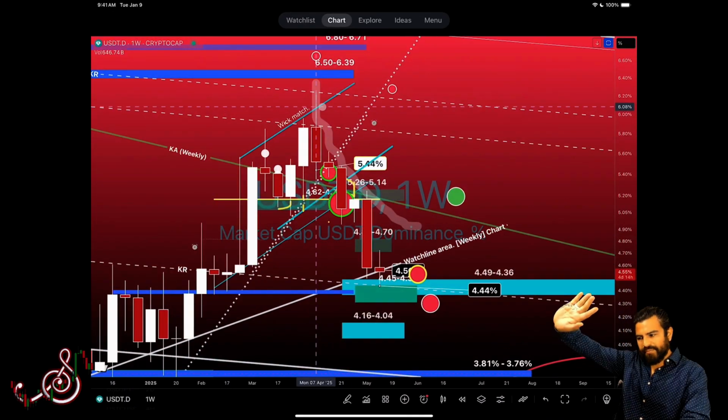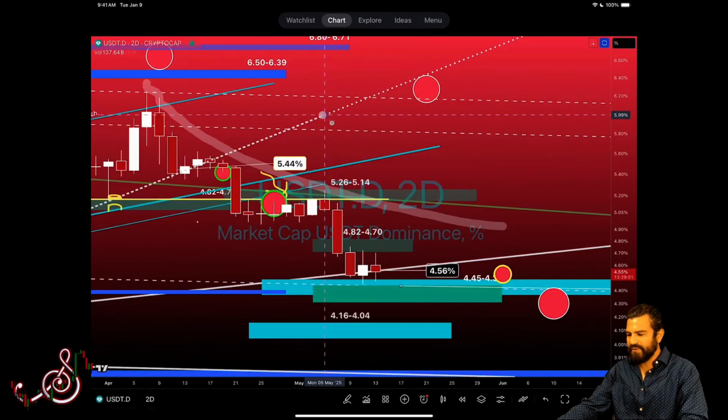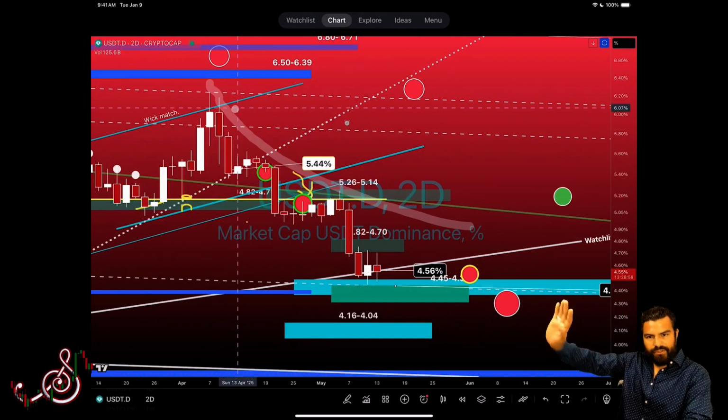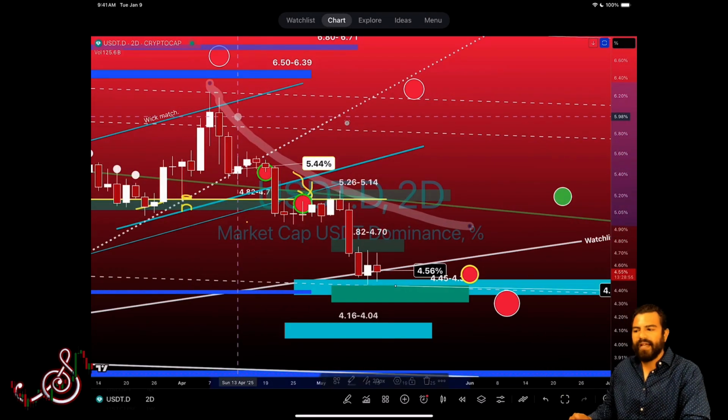Also on the weekly chart, I'm starting to see this kind of, let me move to a 2-day chart. On the 2-day chart, I can also see this kind of curve shape going on. So I drew it.